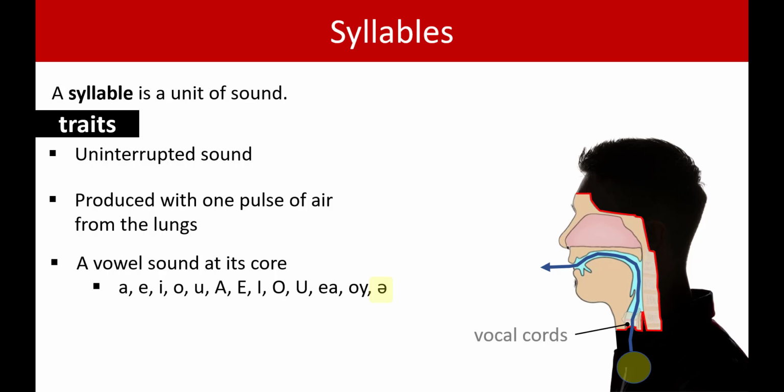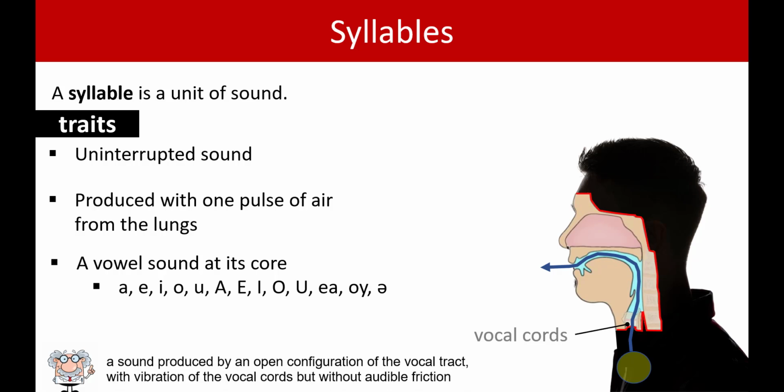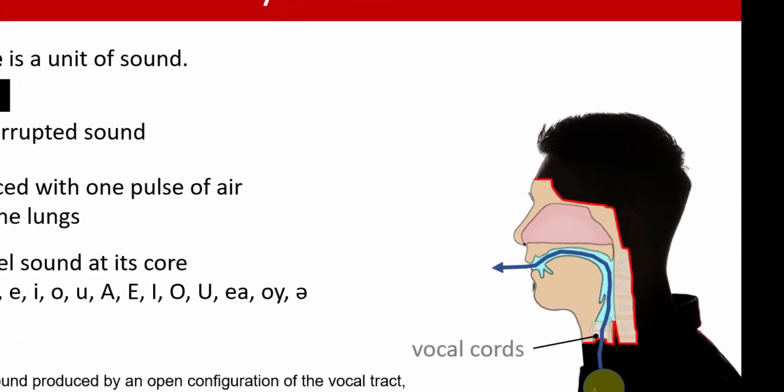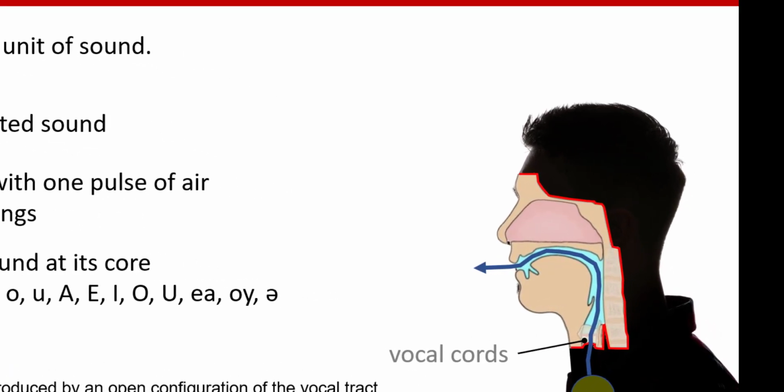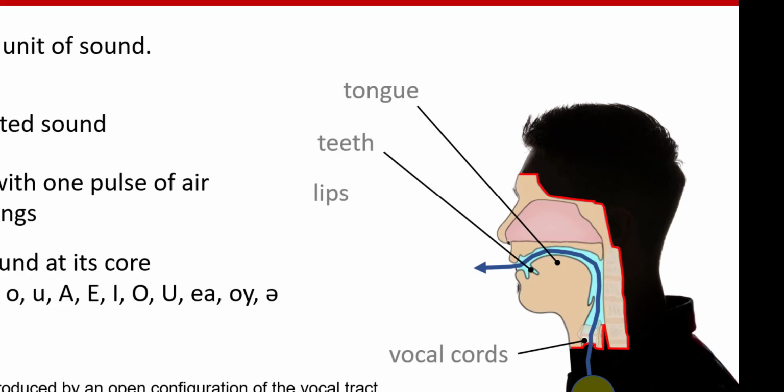Let's remind ourselves what a vowel is. A vowel is produced by an open configuration of the vocal tract with vibration of the vocal cords but without audible friction. In other words, a vowel is caused by vibration of the vocal cords but without interference from any elements of the vocal tract. For example, the tongue, the teeth, and the lips.